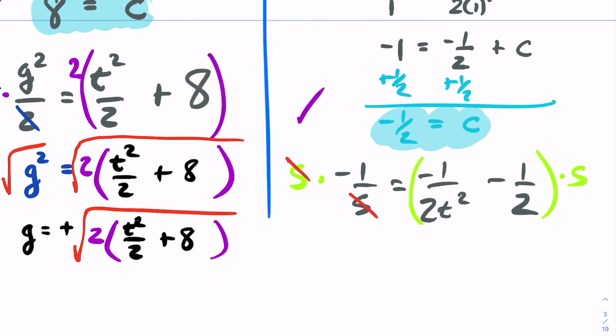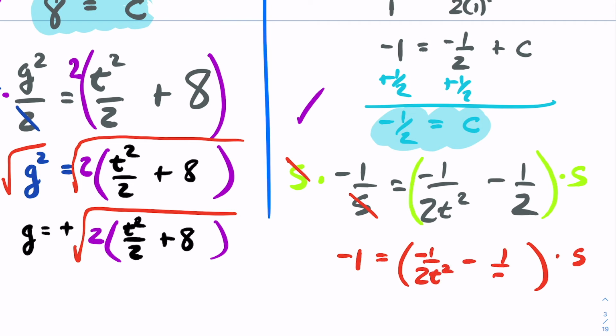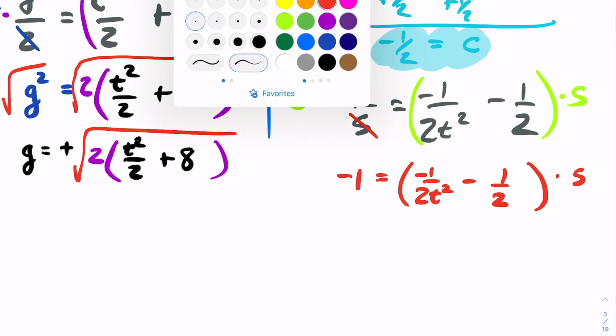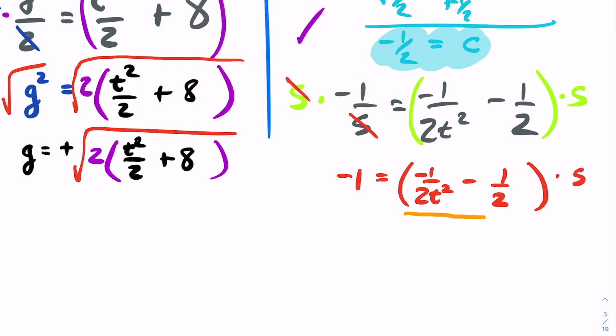That causes the s's on the left to cancel out. And I'm left with negative 1 is equal to all that times s. Don't simplify anything, okay? To get s by itself, I would have to divide by this giant quantity. And what I do to one side, I do to the other.